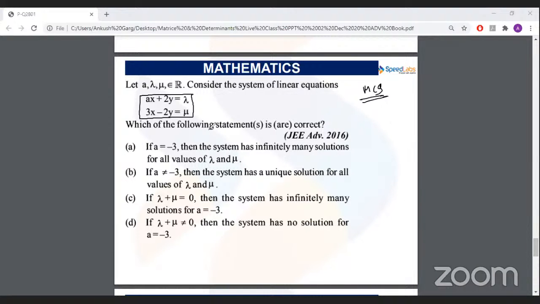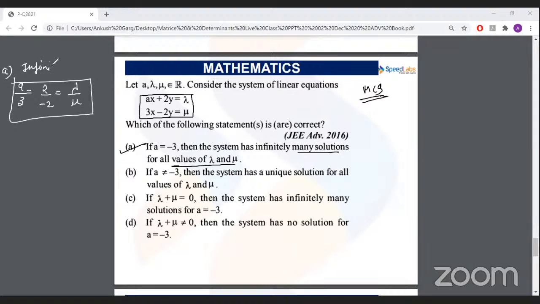So let's start one by one, right? If a is equal to -3, then the system has infinitely many solutions for all values of lambda and mu. So let's see if this option is correct. For infinite solutions, the condition is that the ratio of coefficients should be equal. So this is the condition for infinite solutions.